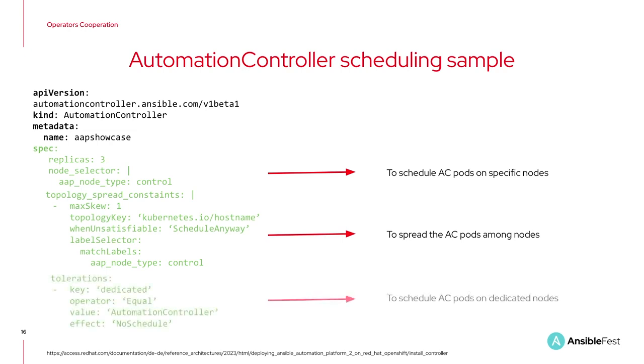Last but not least, you can use taints and tolerations to have dedicated nodes, so that you really have your nodes on dedicated machines. So that's how you can do it.